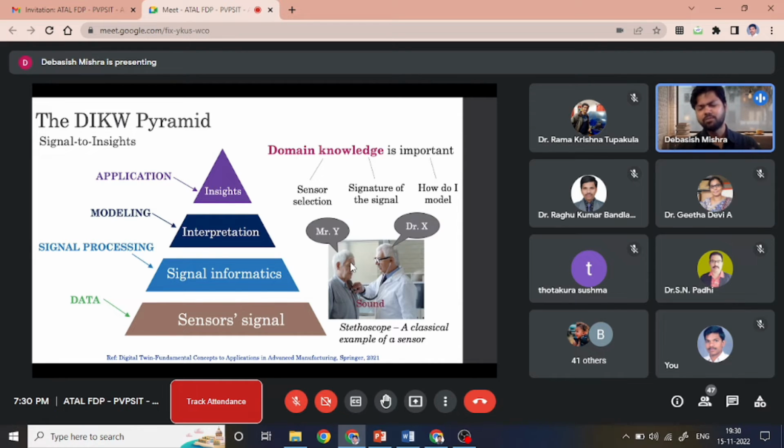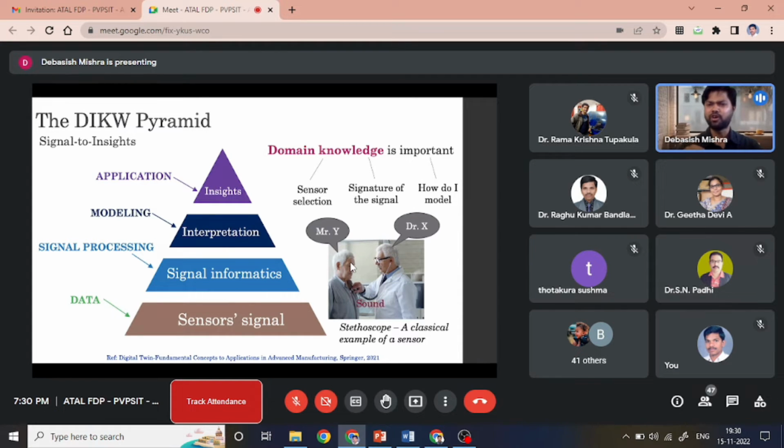So if we take a small example, that is the relation between a patient and a doctor. So Mr. Y is the patient and Dr. X is operating on the patient. What the doctor collects as the primary information from the patient is the sound, with the help of his stethoscope, which is a classical example of a sensor which has been used for so many years.